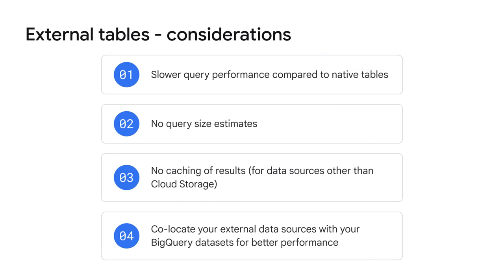Let's quickly cover some considerations when working with external tables. Since the tables are located outside of BigQuery, performance is generally slower compared to native tables that reside in BigQuery. Caching and query size estimates are not supported. BigQuery external tables have specific requirements about the regions the cloud storage is located in. Please refer to the documentation at cloud.google.com/BigQuery/docs/locations#data-location for details on this topic.